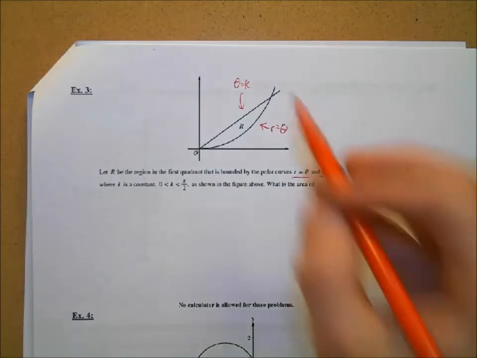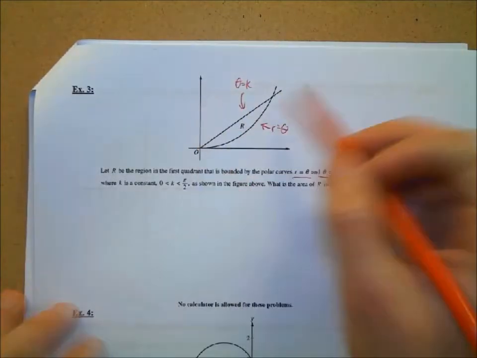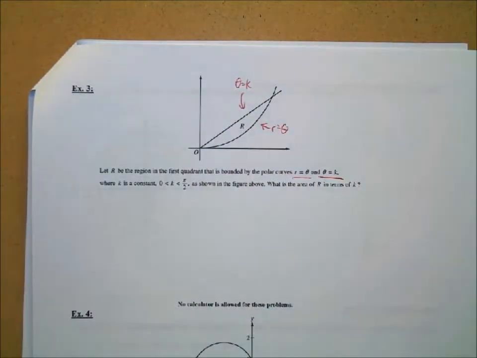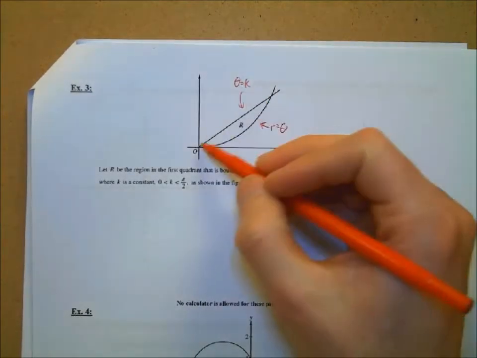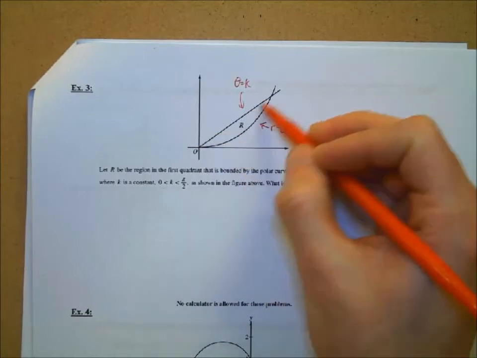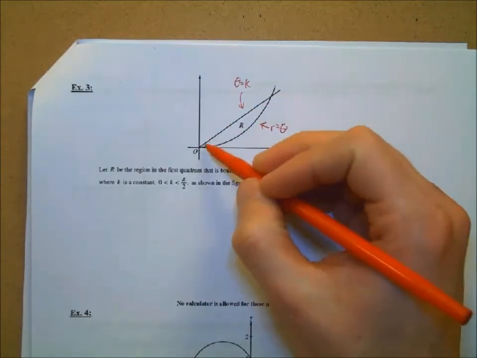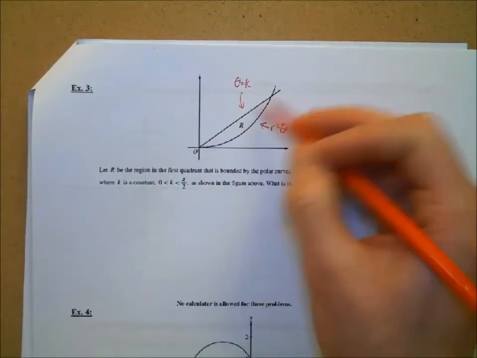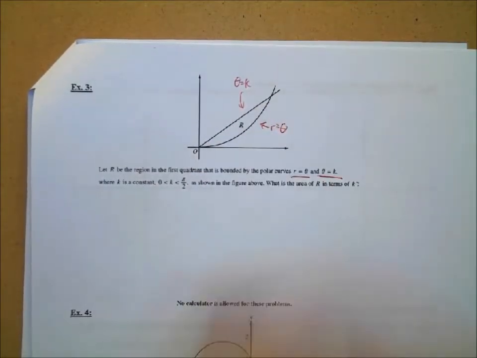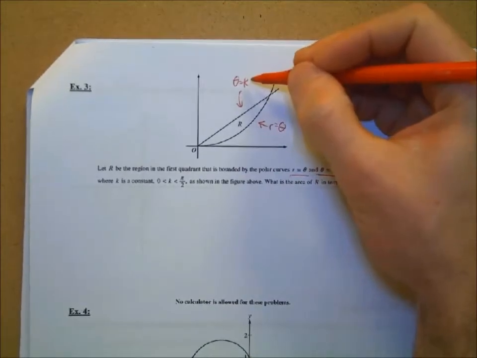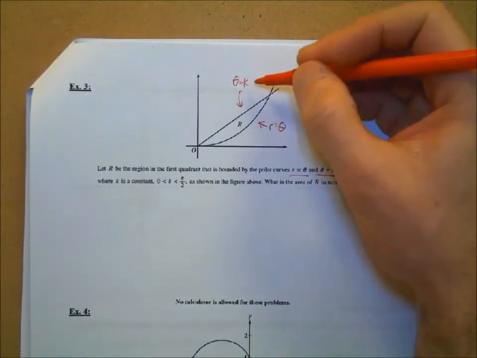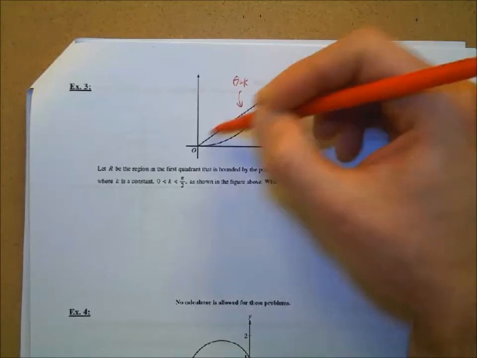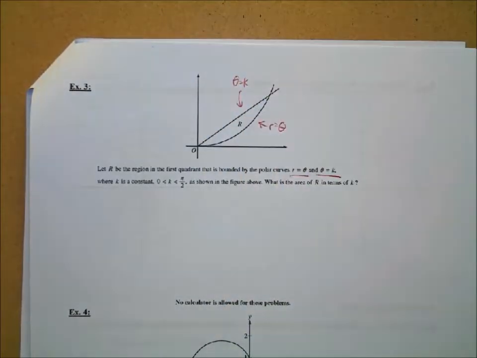Why does theta equals k produce this straight line here? Because for any point on this line, the angle theta is going to be the same, because it's the same angle off the pole. It creates that straight line there. Theta equals k has no bearing on what the radius or the r value would be, so it's going to be any distance from the pole, but in that direction theta. So those are the two polar curves here.